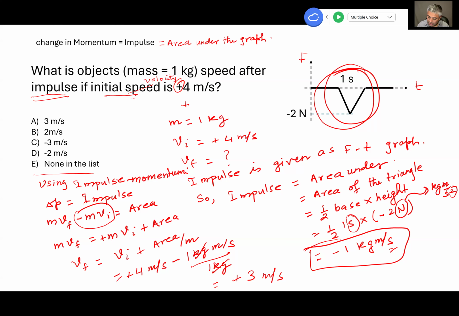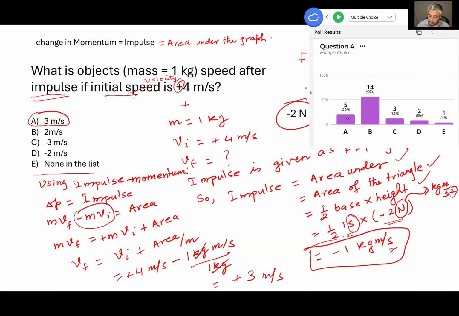So did I calculate that correctly? Triangle: half base times height. Okay, height is this one here, so negative 2 Newton. So it looks like it is just negative 1, okay? So it is positive 3, not positive 2, just like many of you did.